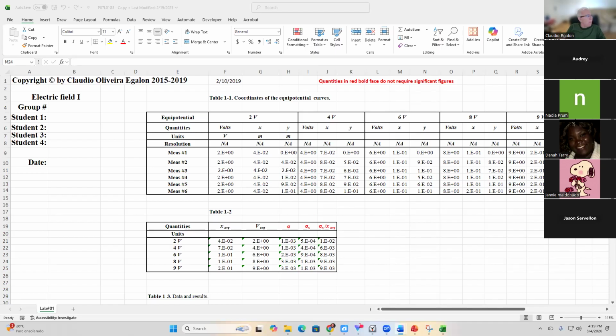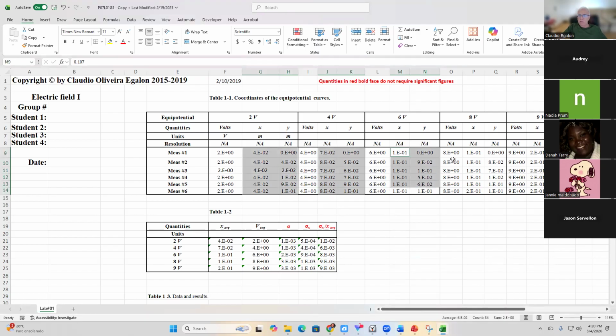Noemi, I'm sharing the screen, right? At this point in time, you must have your equipotential curves, okay? At this point in time, you must have equipotential for 2 volts, equipotential for 4 volts, and so on, right?